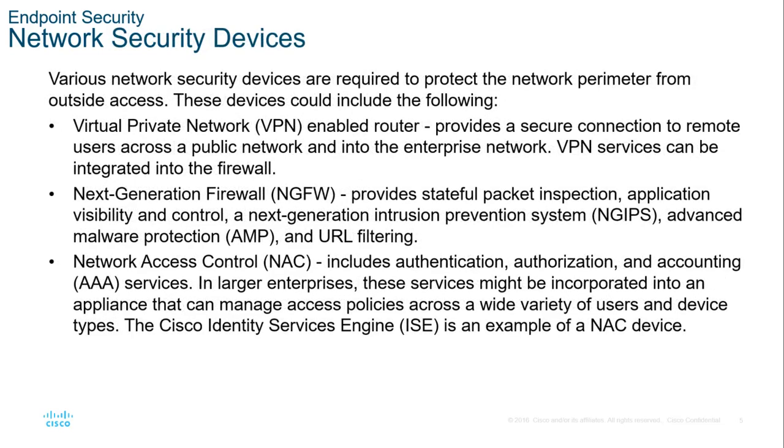These are network security devices you need to look for in case you want to implement security. We have a virtual private network, the one we call VPN, enabled router. We have a next generation firewall that provides stateful packet inspection. It inspects the packets before they enter the network.